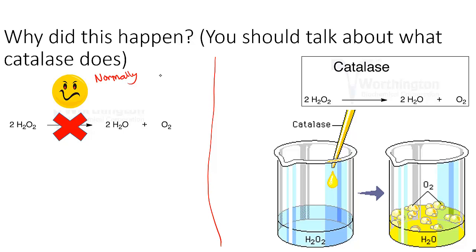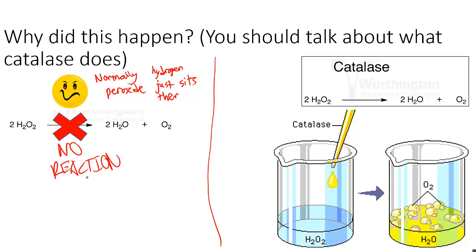Normally, hydrogen peroxide just sits there, right? If you have hydrogen peroxide in a bottle, it stays hydrogen peroxide. It just sits there. And so nothing's going to happen. There is absolutely no reaction happening, okay? Everything just sits there. Nothing's going to change. We just get H2O2 forever. Okay? That's normally.